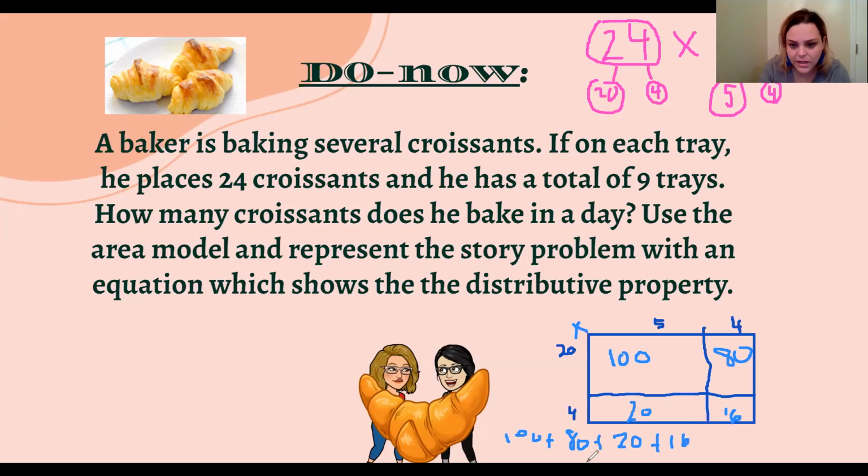I could say 100 plus 80, but I could also say 80 plus 20 gives me 100. So now I have 100 plus 100 plus 16, which gives me a total of 216. So n equals 216, or that baker baked 216 croissants in one day.